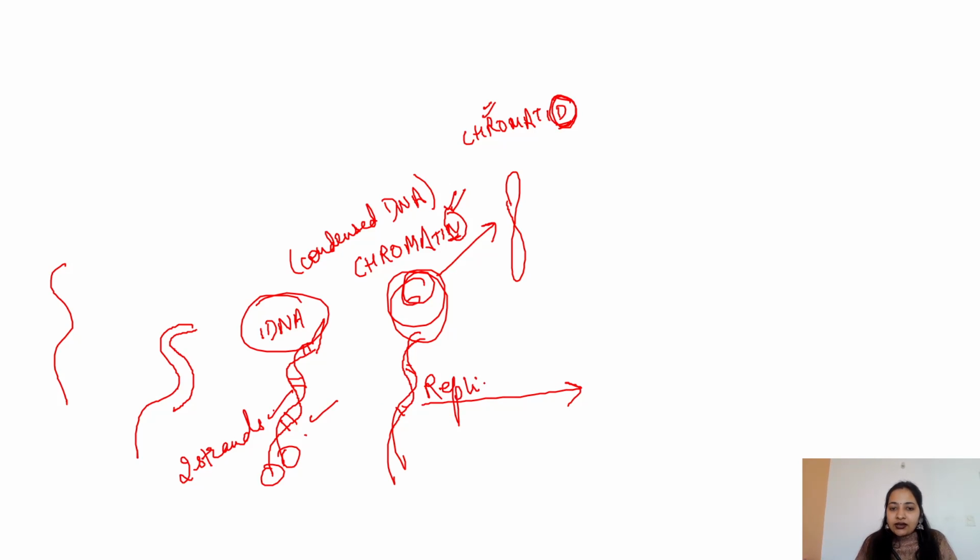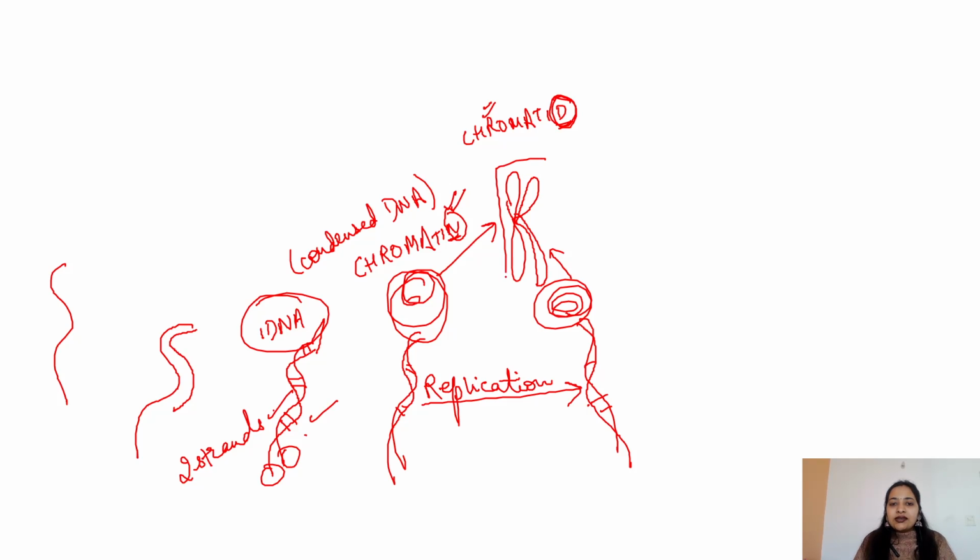Now, this DNA gets replicated. Replication of this DNA takes place. So on being replicated, there is another DNA. That means because this DNA has got replicated, this is another DNA. Again, this is joined by weak hydrogen bonds. This DNA further gets condensed to form chromatin, and again this chromatin will get condensed to form another chromatid, right?